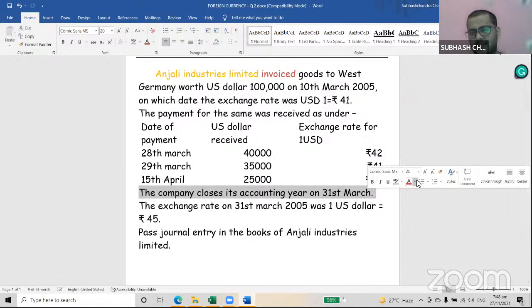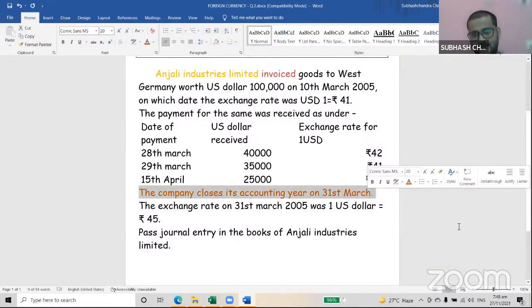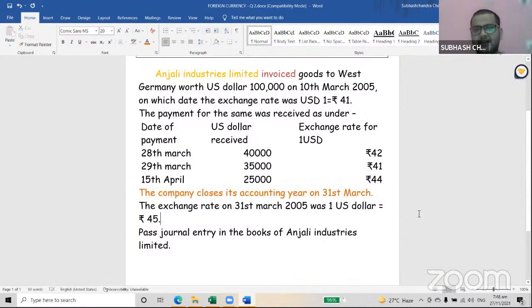Today, I will solve this question from two points of view. The first point of view is that our financial year is April to March. And the second point of view is that our financial year is January to December. See what the changes are, how it will change, or whether there is any difference in both answers.